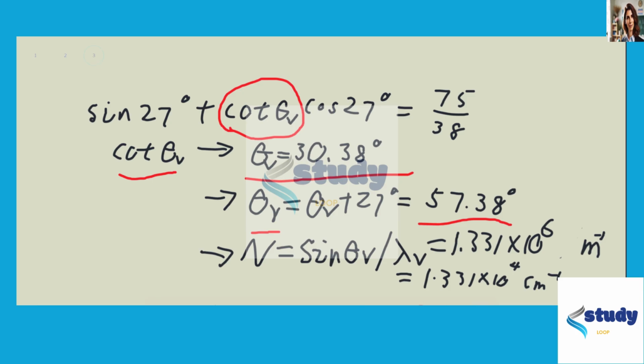We get that n equals sine theta v divided by lambda v, which equals 1.331 times 10 to the 6 per meter. But the problem asks us how many slits we will find per centimeter. So we change the unit to per centimeter, and it equals 1.331 times 10 to the 4, which is almost 13,310. Okay, that's all for this problem.